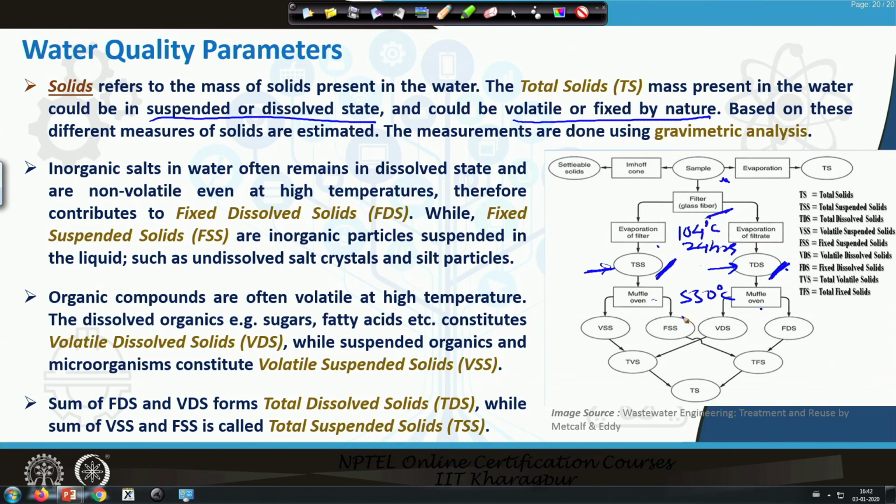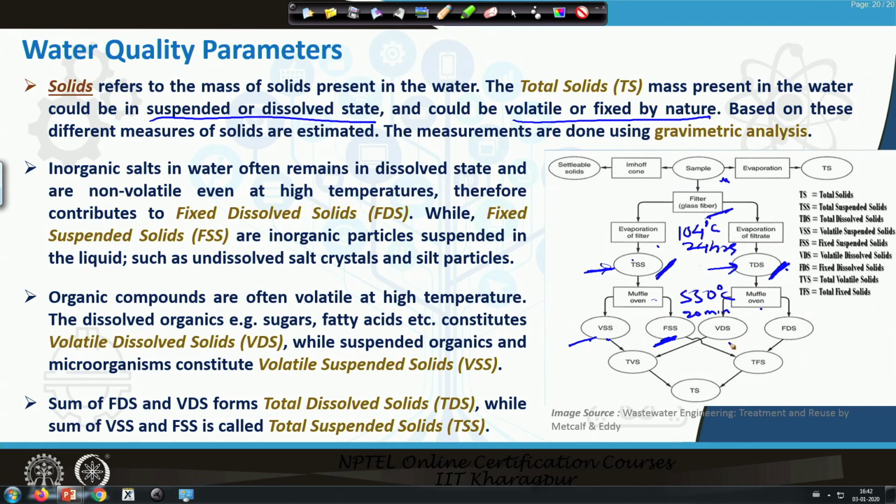Then we keep the sample again in the furnace and heat it for 20 minutes, so that all the solids which can vaporize, generally the organic materials, will escape, and whatever is left is the fixed part. So, the amount which has escaped is basically the volatile part. If we see the weight difference between here and here, the difference is the volatile part because it has escaped the system, whereas the residue left over is the fixed part.